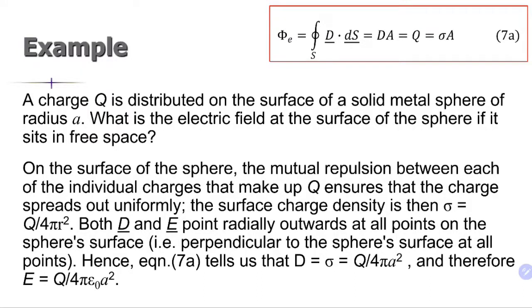Both D and E point radially outwards at all points because there's a surface. We know that the electric flux density and the electric field point perpendicular to a conducting surface. Okay, so because the surface curvature is always pointing perpendicular, it will be pointing radially outwards from the metal ball.